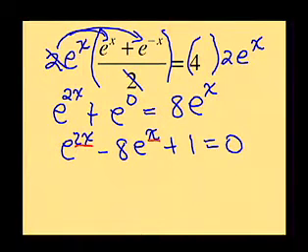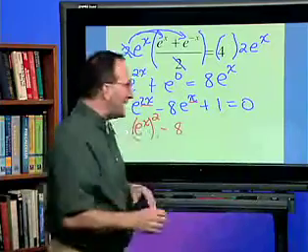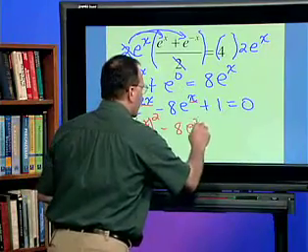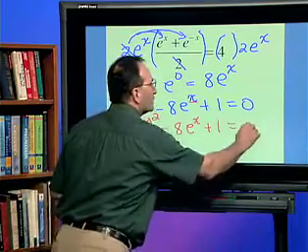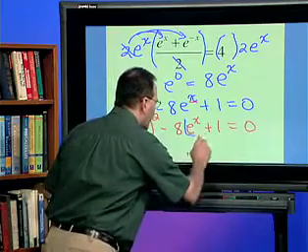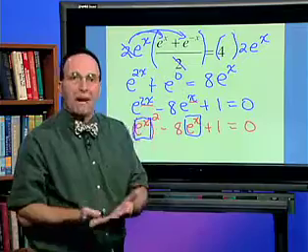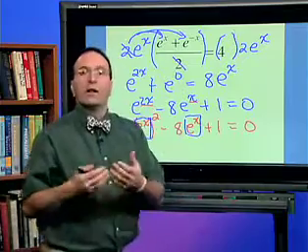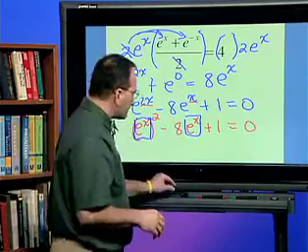However, this is e to the x squared minus 8e to the x, where I can treat each of those as if they're my variables. In other words, e to the x is my variable. So I have my variable squared minus 8 times my variable plus 1 equals 0. So it is a quadratic equation.